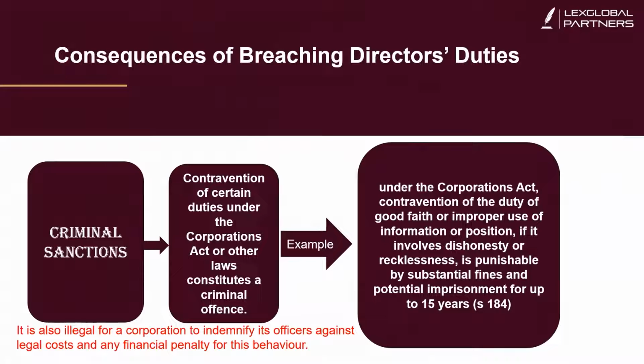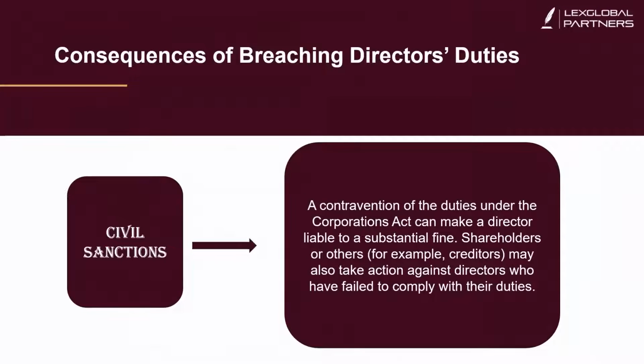For any breach of director's duties, if it is proved, company employees, shareholders and creditors can take a company director to court, and they can be tried, and if they are found to be guilty or in breach of their director's duties, they are facing criminal sanctions, penalties or punishment as well. Up to 15 years of imprisonment, which is huge. Civil sanctions: contravention of the duties under the Corporations Act can make a director liable to a substantial fine. Shareholders or, for example, creditors may also take action against directors who have failed to comply with their duties.